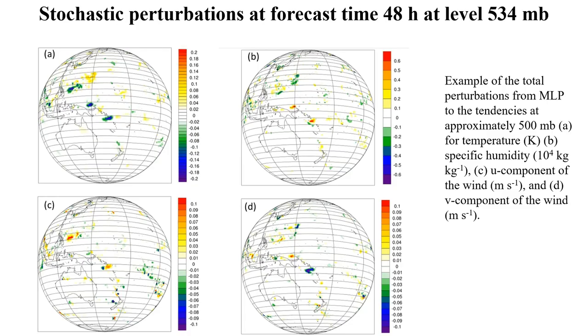So we put this method into the GFS, using the GFS 15 configuration, and that's what we get as an example snapshot of stochastic perturbations at forecast time 48 hours for a given run, at about 500 millibar. Panel A is the temperature perturbation, panel B is moisture, panel C is the U component, and D is the V component. What you can see here is basically a backscatter of perturbation in model variables associated with the subgrid processes.